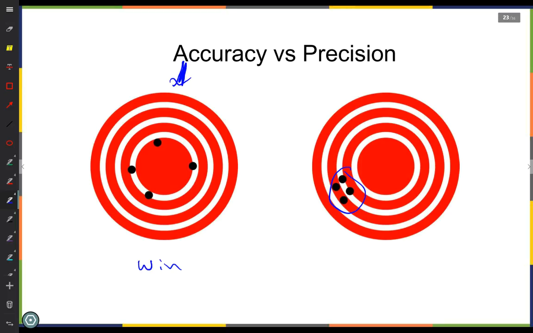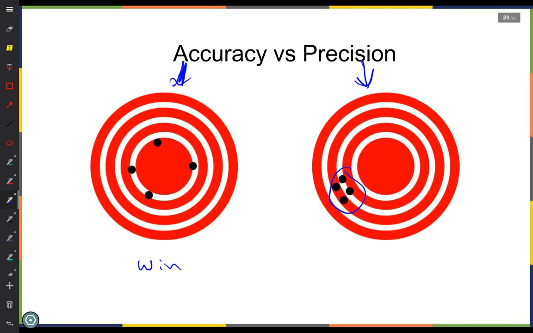There was, I think, an American archer who had a very tight grouping like this. But it really doesn't help you if it's not close to the bullseye. This here is precise. It's very reproducible, but it wasn't accurate. It wasn't close to the goal. Now, of course, your goal in anything is probably going to be both accurate and precise.